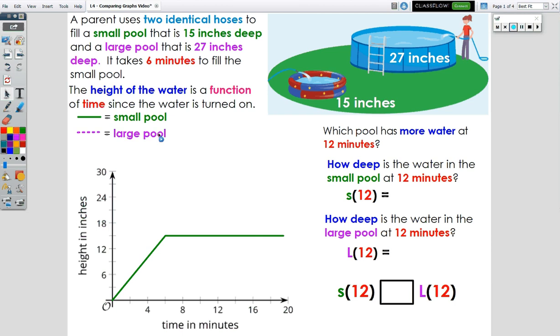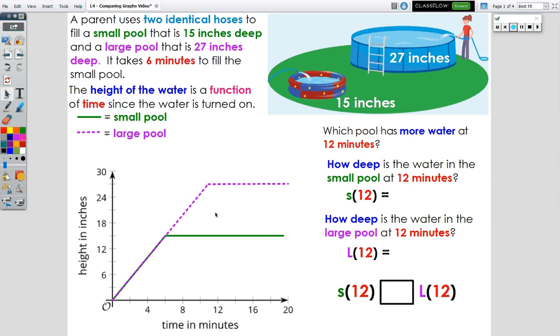Now the large pool is going to fill up at the same rate, but we can fill this until it's 27 inches high. So this one's going to look a little different. It's going to come up here, but when we get to 15 inches, it doesn't have to stop. The large pool is going to continue being filled till we get to 27 inches, and that's where we'll turn it off, and that's where it will flatten out. So the green line I have down here represents the water in my small pool, and the purple line represents the water in my large pool.